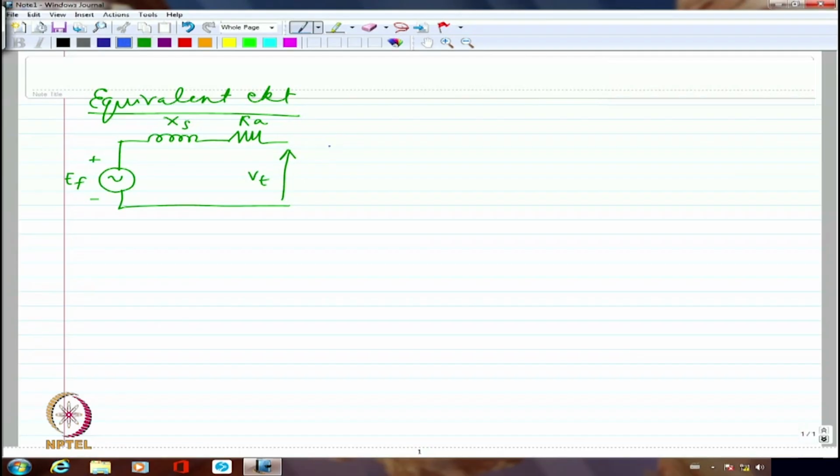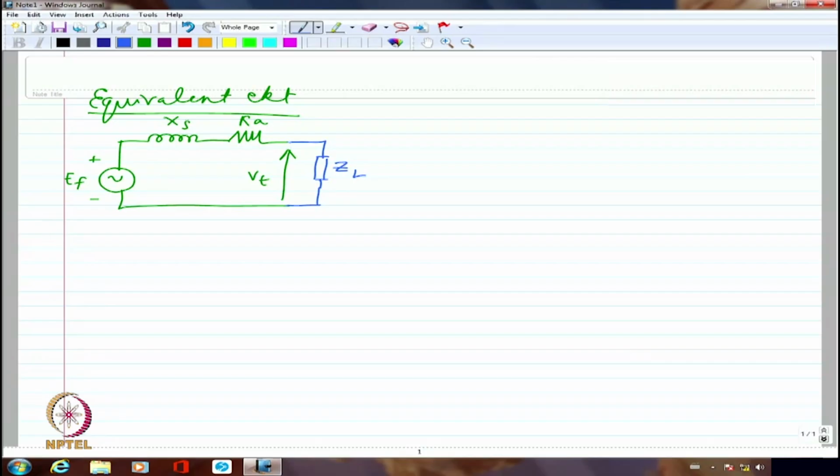And here is where I am going to connect the load. So this is going to be my electrical load as far as the generator is concerned. So I may call this ZL. So depending upon whether ZL is going to be inductive or capacitive or resistive, it is going to decide the power factor.